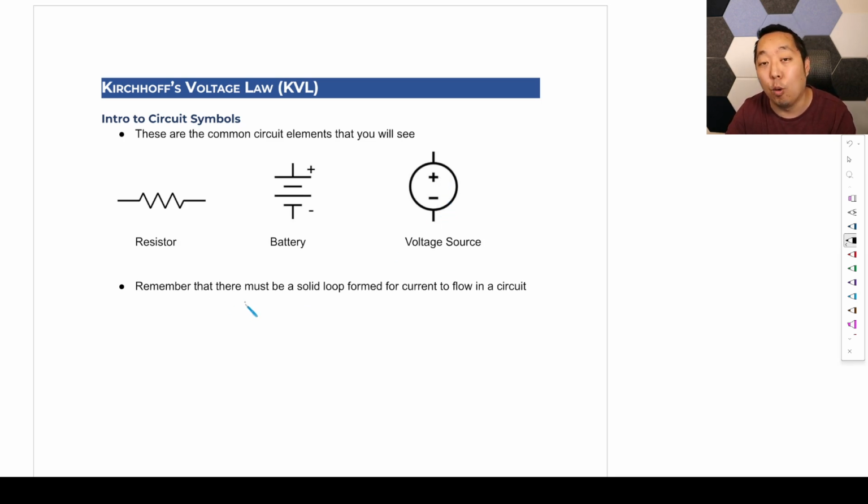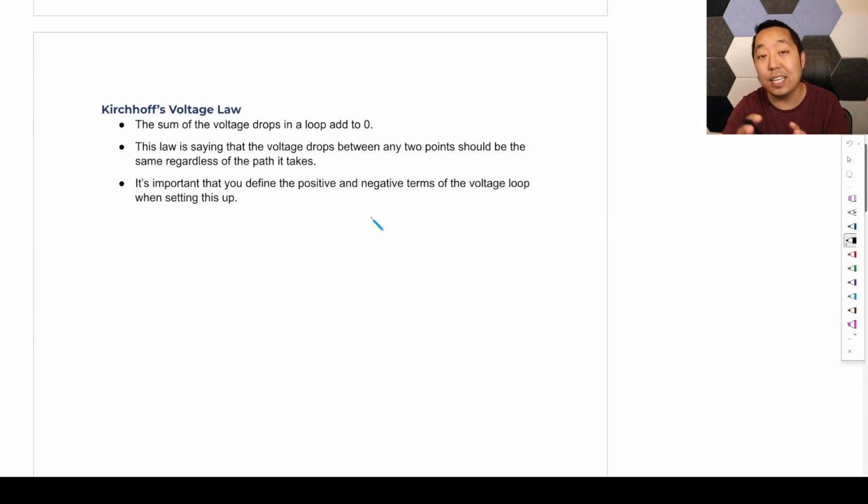And remember, in order for current to flow, it's got to flow in a loop. We've got to have a closed loop formed. That's why the next two rules we're going to talk about have to do with that loop. We need to have a loop that's formed in a circuit. Now, here is the law itself. The sum of the voltage drops in a loop add to zero.